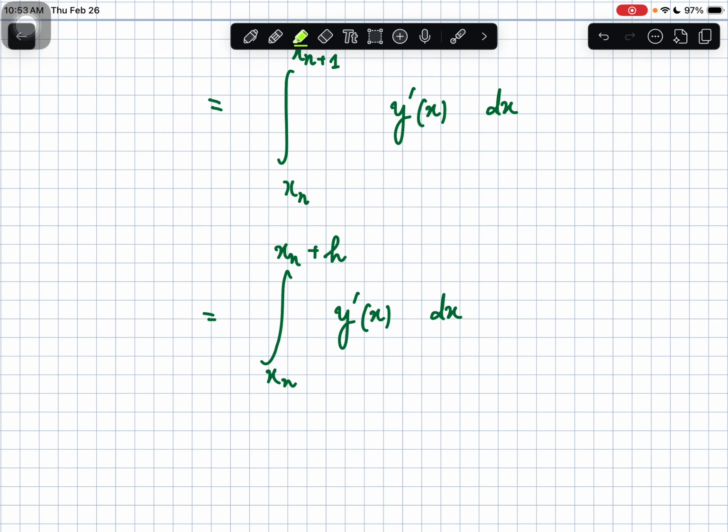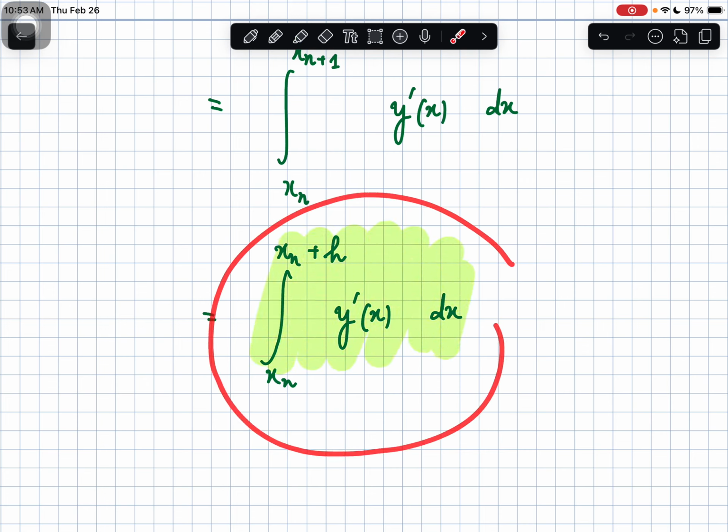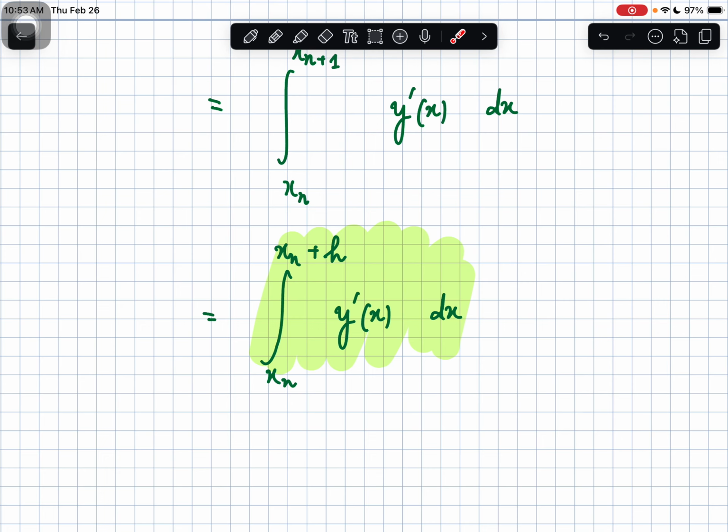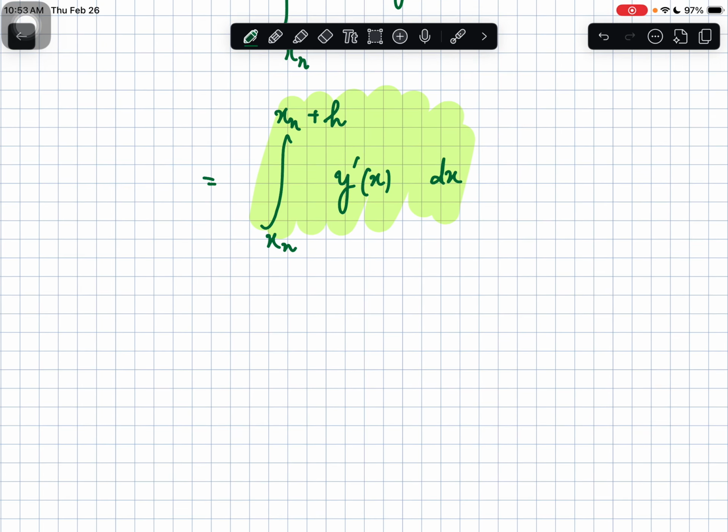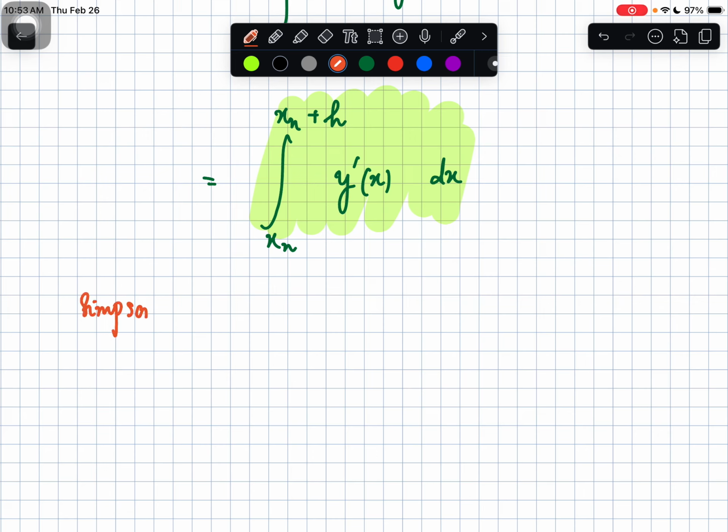Now we will use the Simpson rule to approximate this integral, and we use the simplest version of the Simpson rule. Actually this is the Simpson 1/3 rule, the simplest version of that.